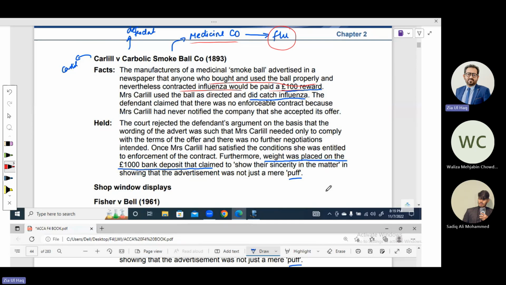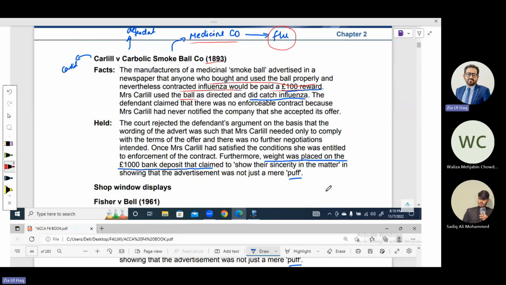I mean, this Smoke Ball company advertised like: we have introduced a new medicine that is preventing influenza, I mean flu, and if anybody using the medicine caught flu, they can sue us for damages of a £100 reward. And this case was of 1893, and at the time of 1893, £100 was a big amount. So Mrs. Carlill used the medicine as directed and did catch influenza.